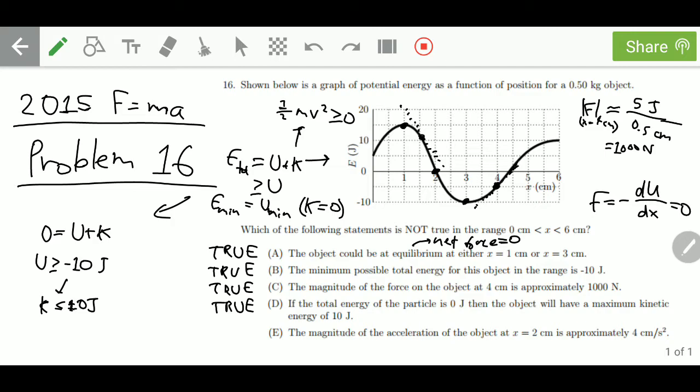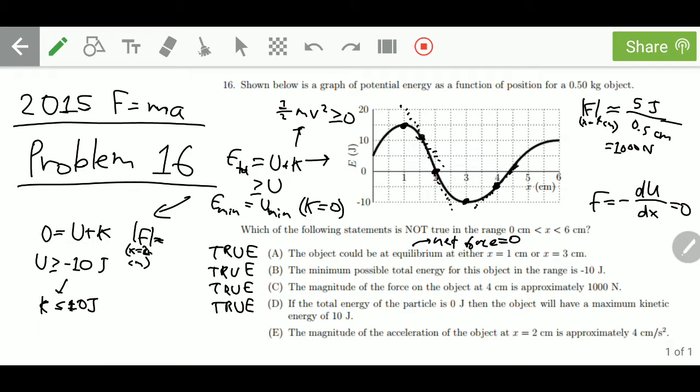Once again, to find the acceleration, we should find the force. So what is the force at that point? The force at x equals 2 centimeters, and again magnitude, is roughly equal to the slope of the tangent line at that point. In this case, what is the slope of the tangent line? It seems to be closer to 2, or maybe somewhere between 2 and 3, but let's say it's roughly 2.